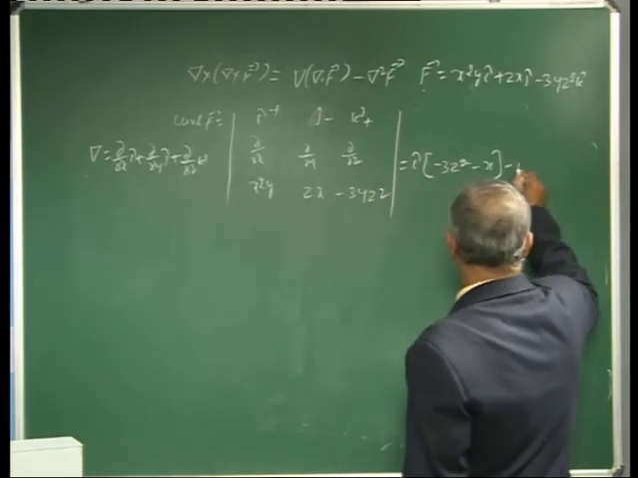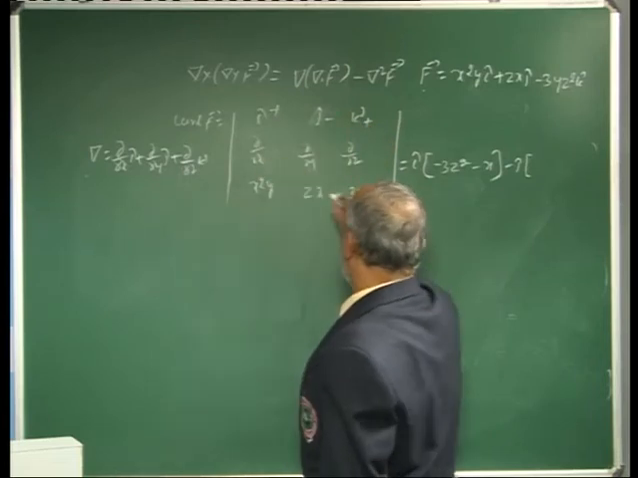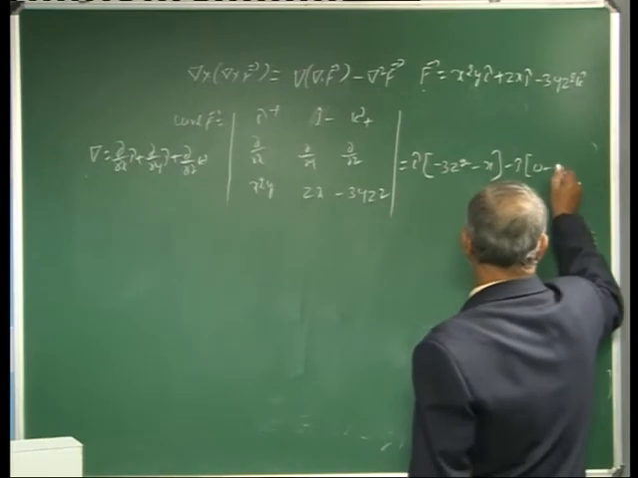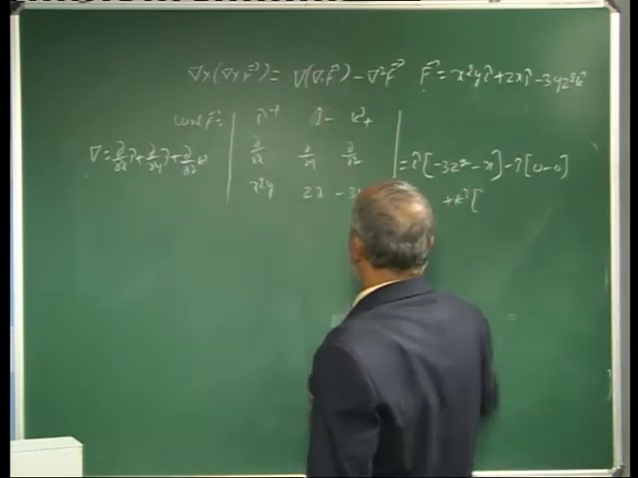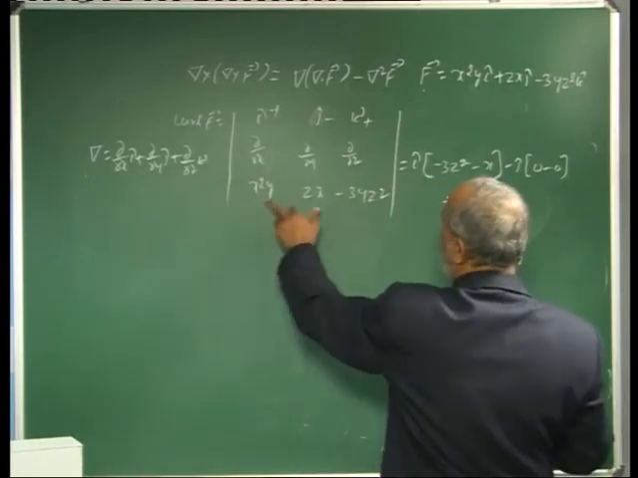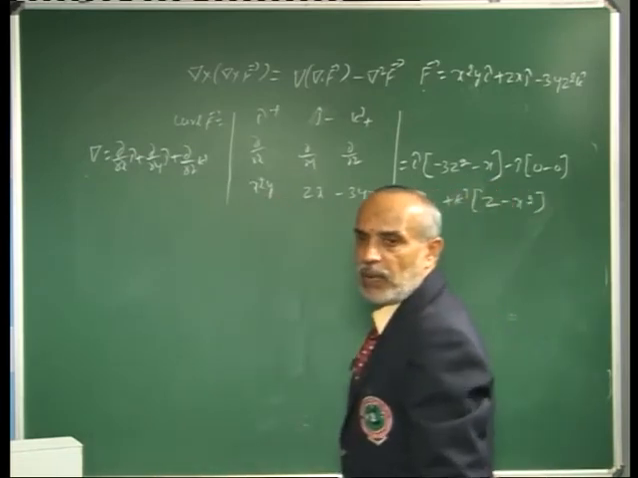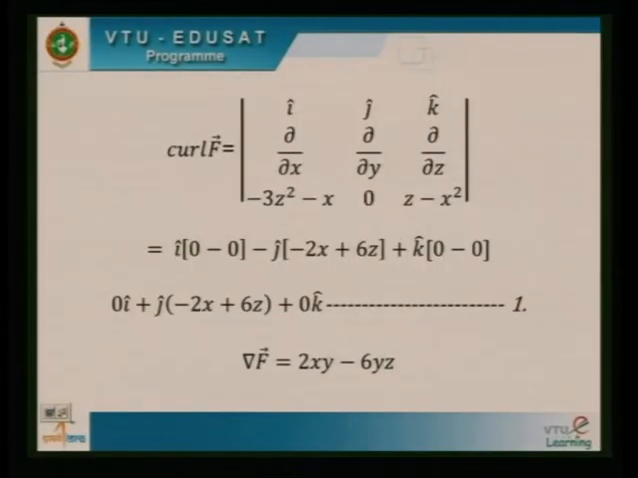next minus j vector. You can leave the first row, second column. ∂/∂x is 0, and ∂/∂z means there is no z term, so it is also 0. Plus k vector. You can leave the first row, third column. Then ∂/∂x gives you z, and ∂/∂y gives minus x squared. So z minus x squared. This is the curl f vector.